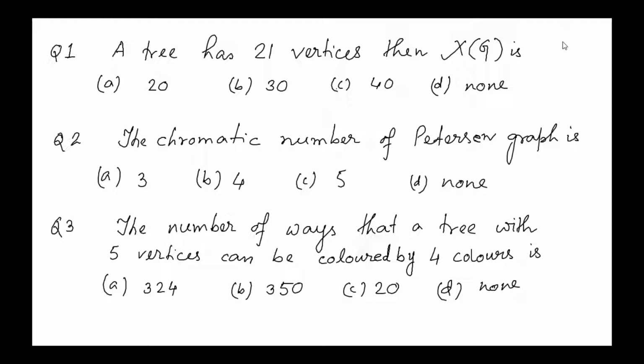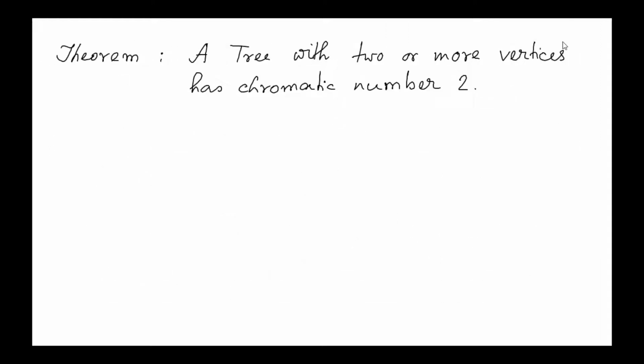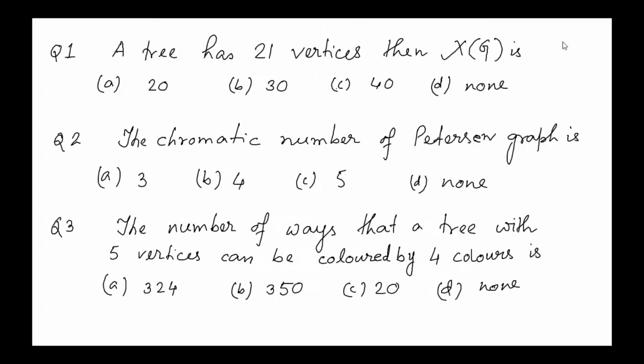Question number one: a tree has 21 vertices, then chi of G is option A 20, option B 30, option C 40, option D none. We know this theorem: a tree with two or more vertices has chromatic number 2. Here we see there is no option as 2. So option D is the correct answer.